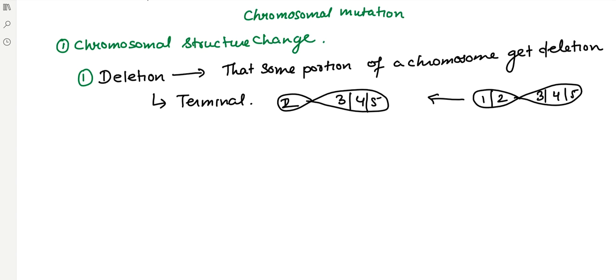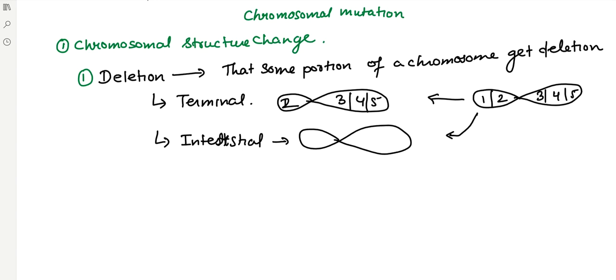What happened? Gene number 1 is getting deleted, and it can be interstitial. In this, what will happen? The deletion will be from the middle. It will be something like this: 1, 2, 3 and 5. Okay, so if the deletion is like this, then we call it your interstitial type.